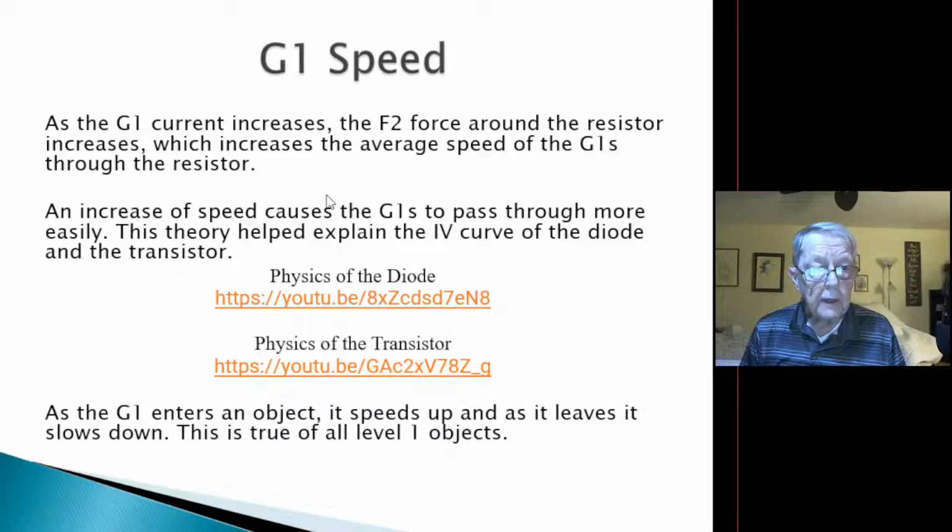I did explain this briefly about the G1 speed. As the G1 current increases, the F2 force around the resistor increases, which increases the average speed of the G1s through the resistor. An increase in speed causes G1s to pass through more easily. They lose less, the voltage drops, the current drops. And as I said before, this theory helped explain the IV curve of the diode and the transistor.